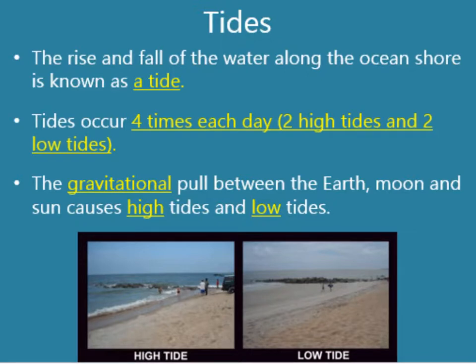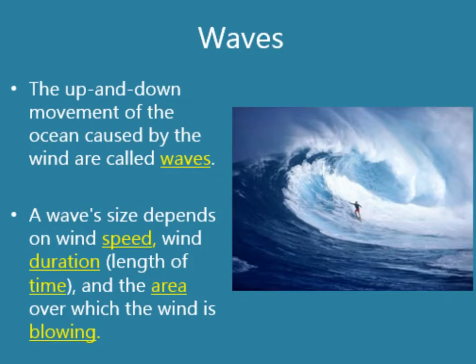The rise and fall of the water along the ocean shore is known as a tide. Tides occur 4 times each day: 2 high tides and 2 low tides. The gravitational pull between the Earth, Moon, and Sun causes high tides and low tides.